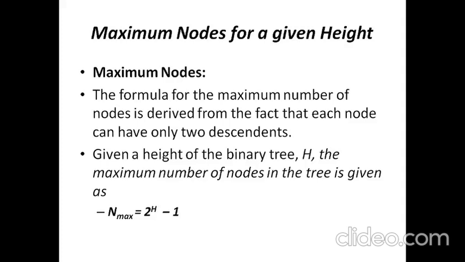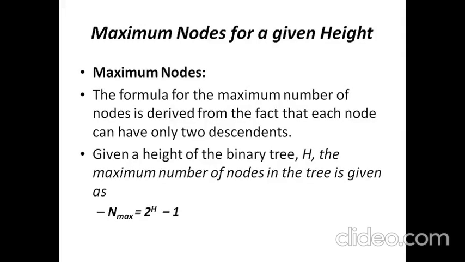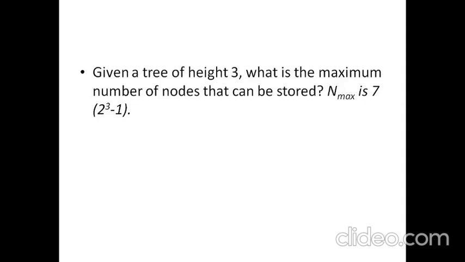So we are now given the height, we have to calculate the maximum number of nodes we can accommodate in that particular height, for which we have the formula. So given a tree of height 3, what is the maximum number of nodes that can be stored? Applying this formula, we can calculate it as 2 power 3 minus 1, which is 7.